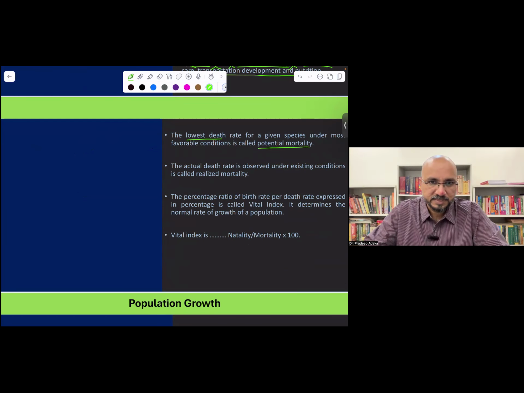But the actual death rate that is observed in nature is called realized mortality. So this death rate might be higher than the lowest death rate, right? Potential mortality is the lowest death rate where death is happening because of natural causes, whereas realized mortality is the actual death rate. The death rate might be very high because of diseases, habitat destruction, or wars. All those reasons may increase the mortality rate.